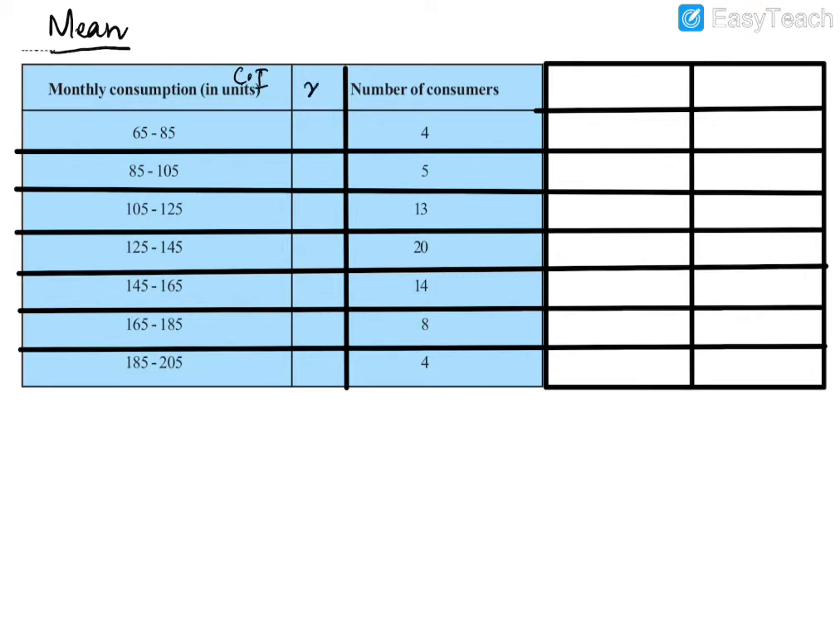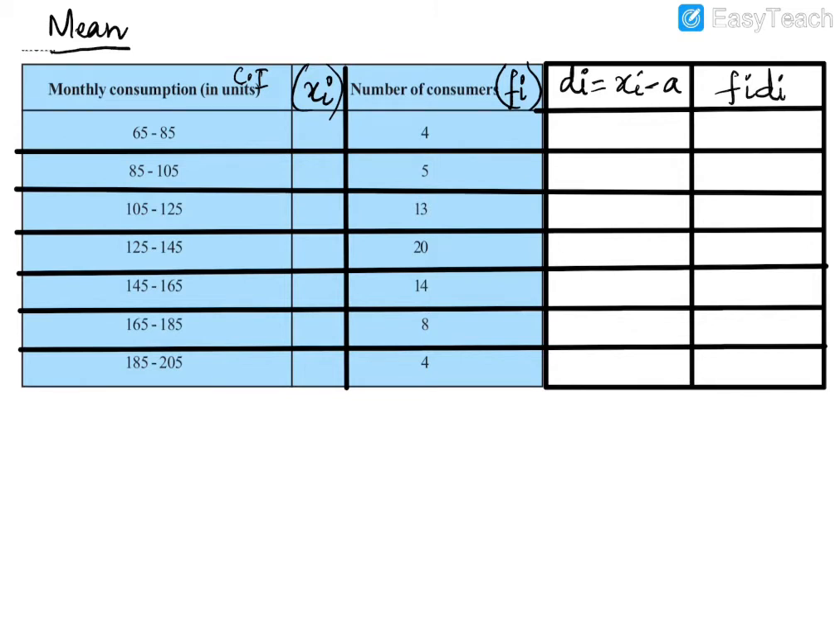In the next column, we are going to write down class marks. The third column is number of consumers, which is the frequencies fi. In the fourth column, we will calculate the deviations, which is xi minus a, and in the last column, we will find out the product fi di.